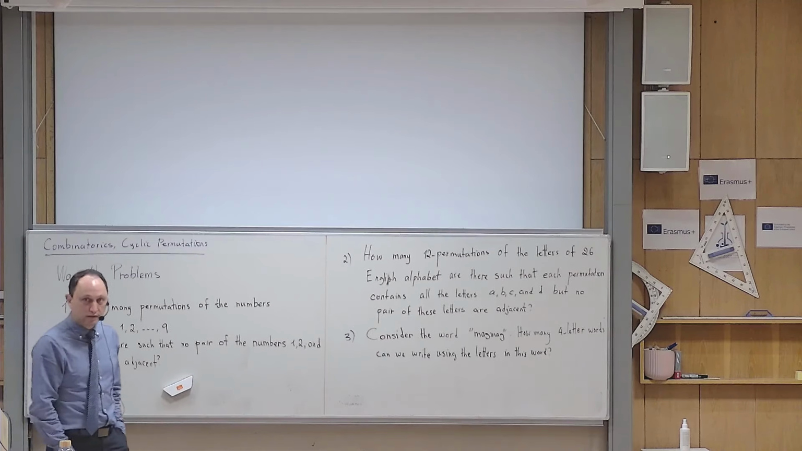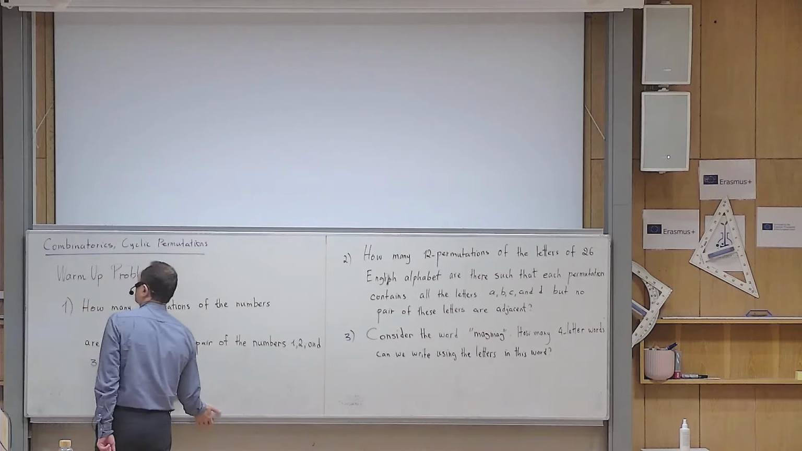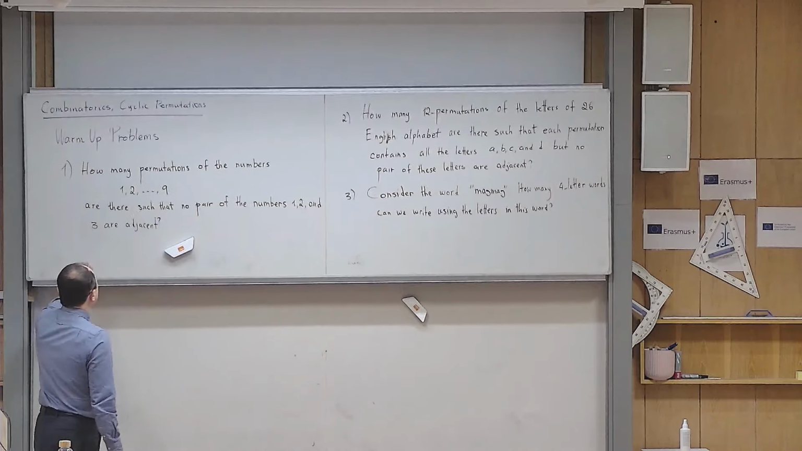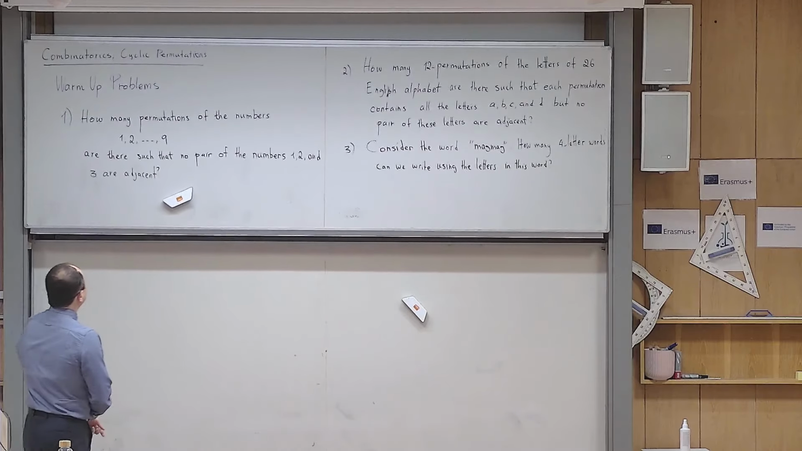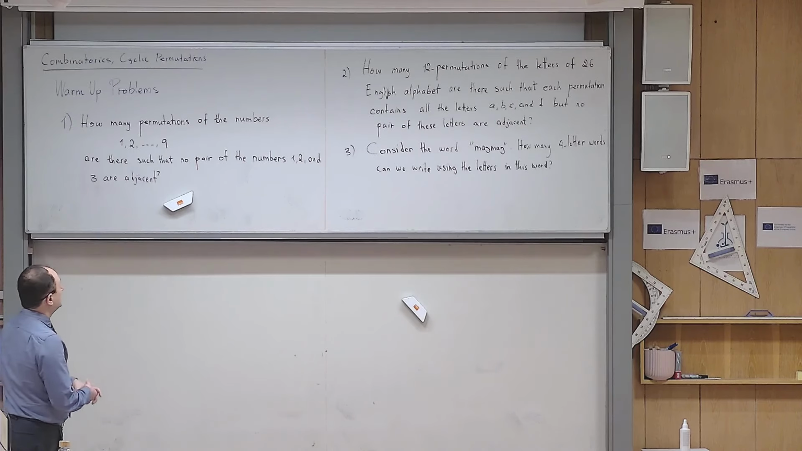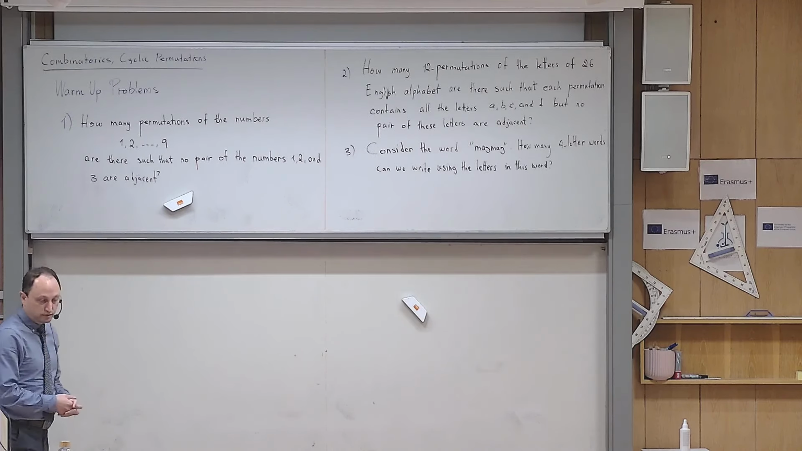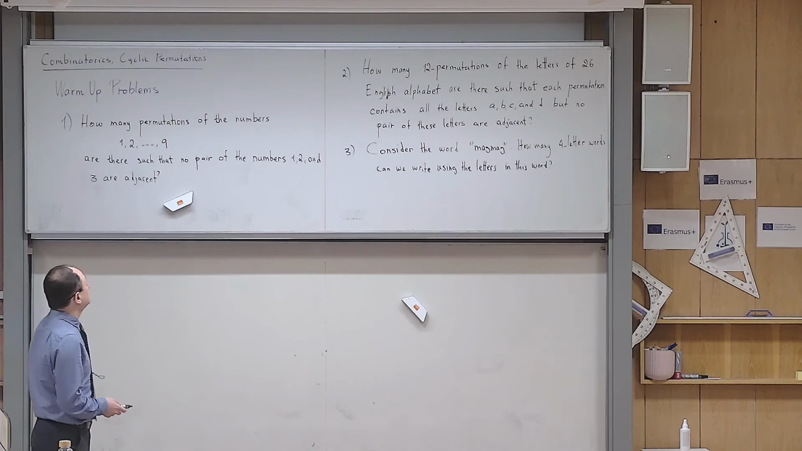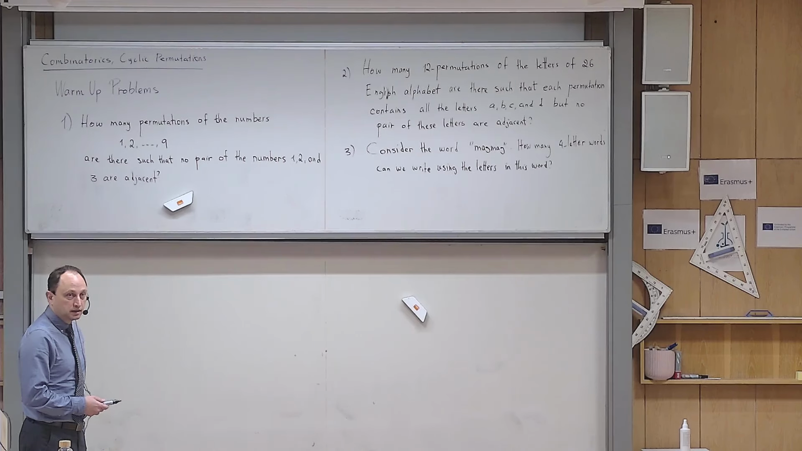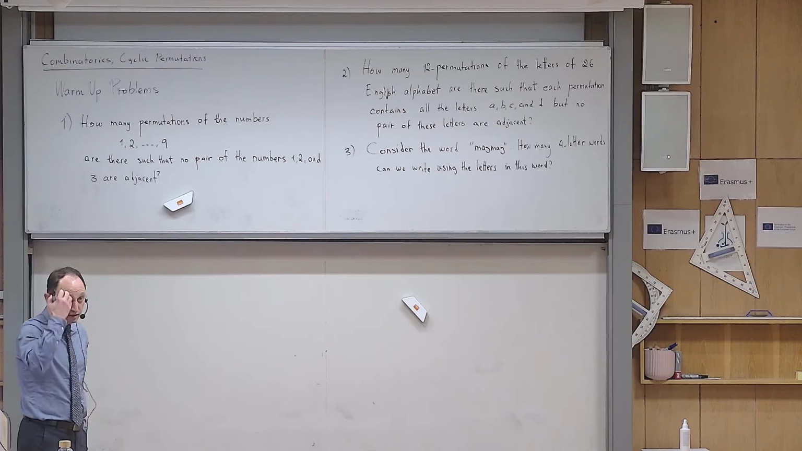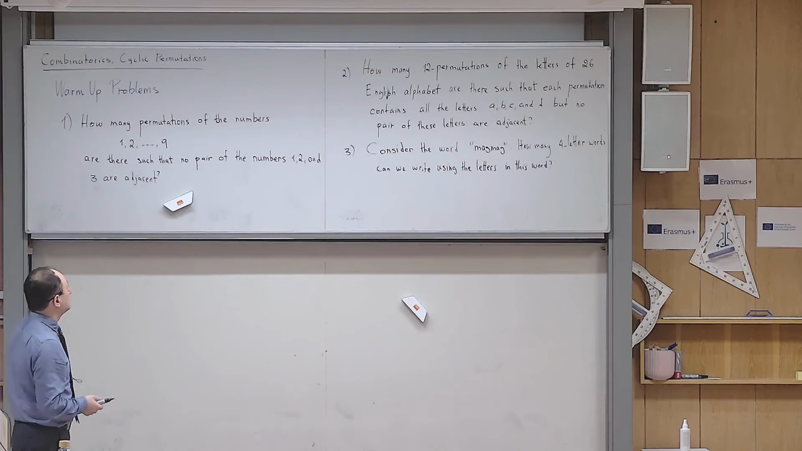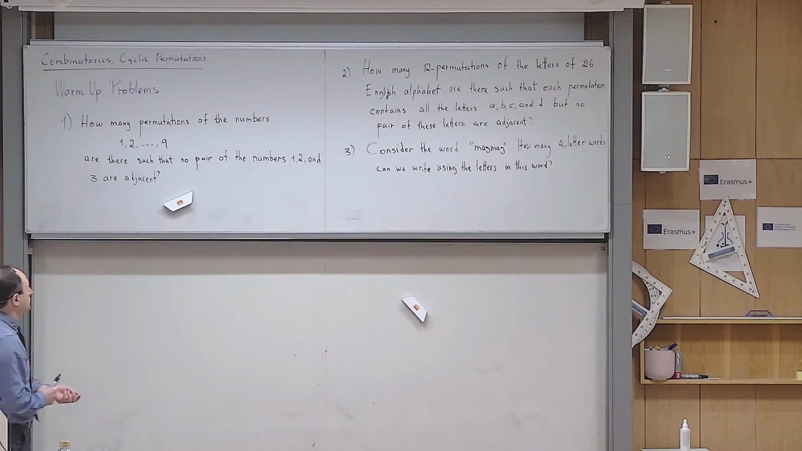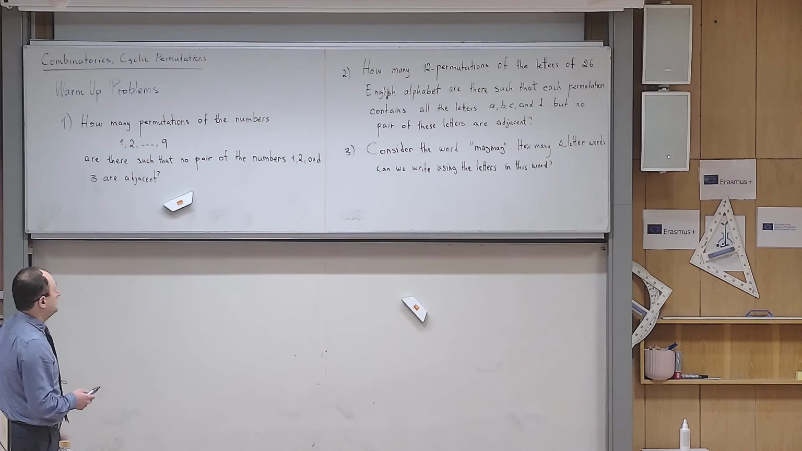Okay, should we start solving them? So let us see how it goes. How many permutations of the numbers 1, 2 up to 9 are there such that no pair of the numbers 1, 2, and 3 are adjacent? So how should we solve the problem? Any ideas? Yes? First, we assign spaces for the non-problematic. Yeah, exactly. That is a standard model we had so far. So I just want to review. We have 9 objects, 1, 2, 3 up to 9. Here, objects are numbers. And then I don't want to have any pair of these adjacent.